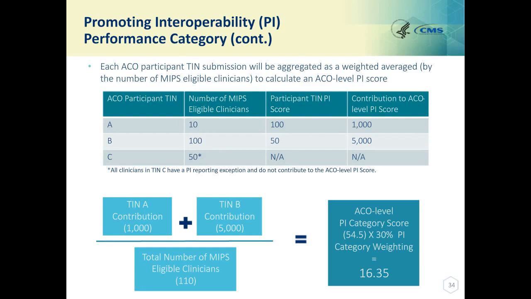Each ACO participant TIN submission is aggregated and weighted according to the number of MIPS eligible clinicians in the participant TIN. And again, this is used to create the ACO level PI score. The chart and calculation that you have in front of you provides an example that helps explain not only how we aggregate the score, but also what happens in the case, if you look at row C, where you have a TIN that has been excluded from PI reporting for some reason. Next slide.